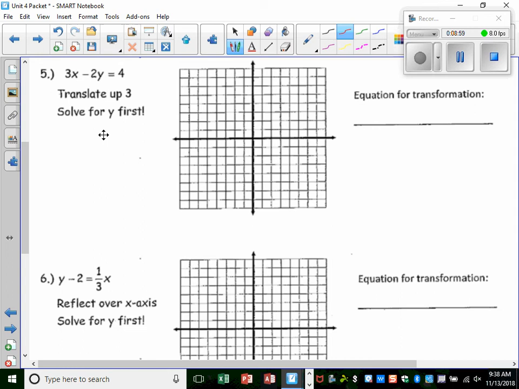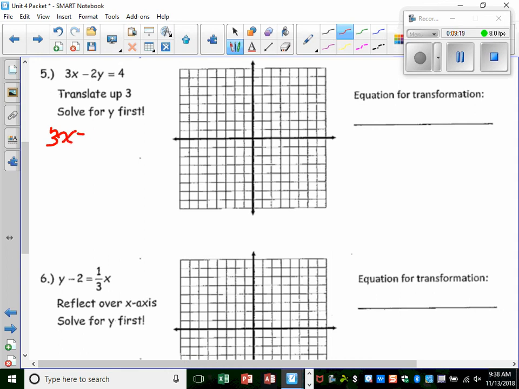All right, so I'm going to have you all finish up 5 and 6. The only thing that number 5 and 6 you have to do first is solve it for y. So I will solve for y first for number 5. Then you'll take it from there by translating 3 up. And then you'll also do this one. So let's go ahead and I'll solve this one with you.